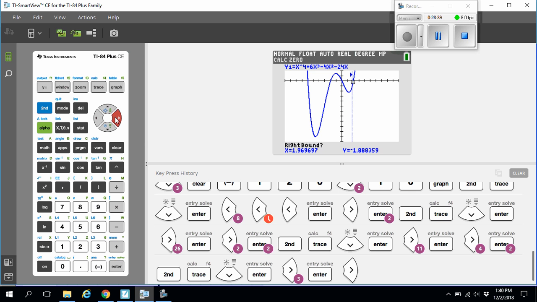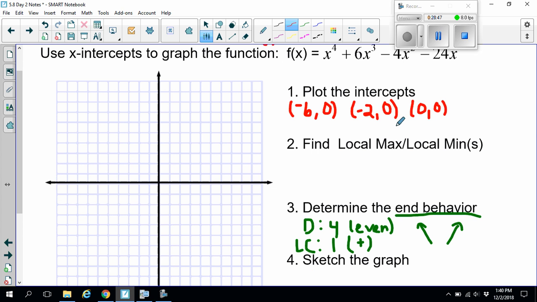Right bound is going to be the complete opposite, so we're going to put it above. And then press enter one more time. And it seems our last zero is (2, 0).